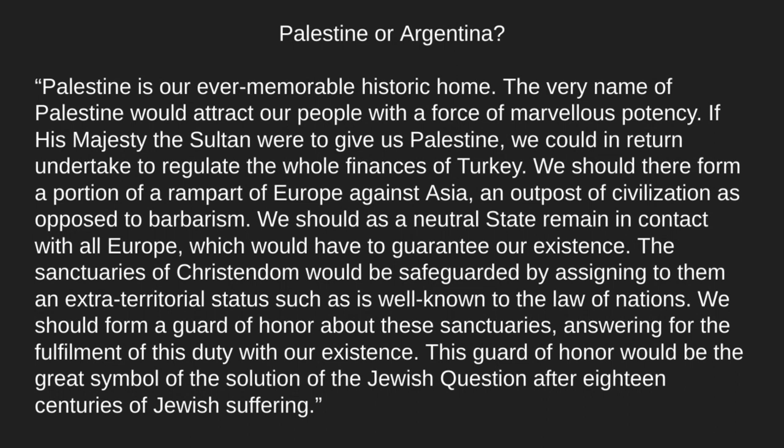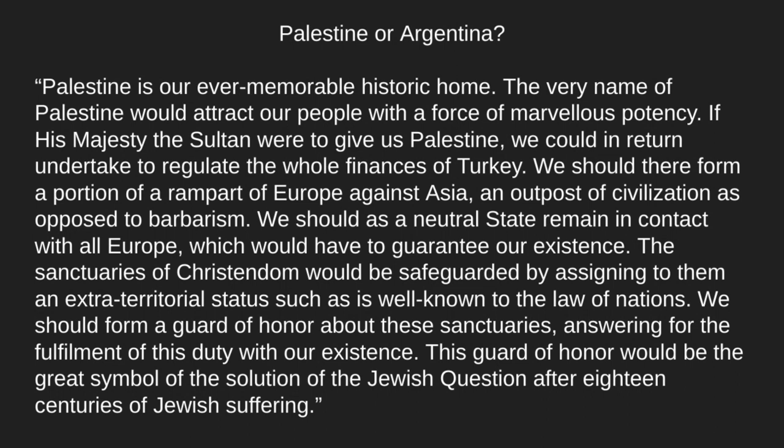We should, as a neutral state, remain in contact with all Europe, which would have to guarantee our existence. The sanctuaries of Christendom would be safeguarded by assigning to them an extraterritorial status, such as is well known to the law of nations. We should form a guard of honor about these sanctuaries, answering for the fulfillment of this duty with our existence. This guard of honor would be the great symbol of the solution of the Jewish question after 18 centuries of Jewish suffering.